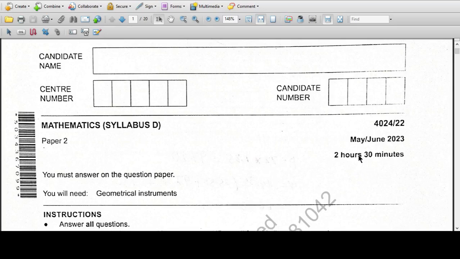Bismillahirrahmanirrahim. In the previous video, we solved this P2 mathematics paper from May-June 2023 up to question number 4. In this session, we will solve question 5 onward.